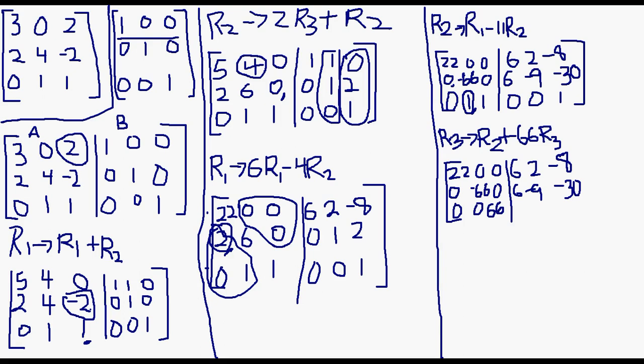Then row 2 here is 6 plus here is 0, so 6. Then here is -9. -9 plus 0 gives us -9. And then here is -30. -30 plus 66 times 1 is giving us 66. So we are going to get 36.